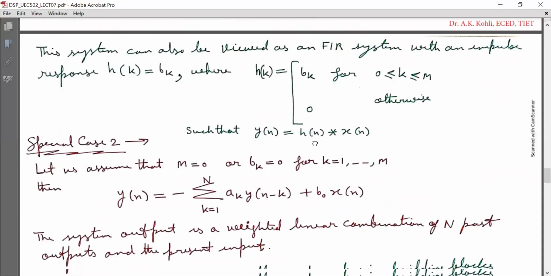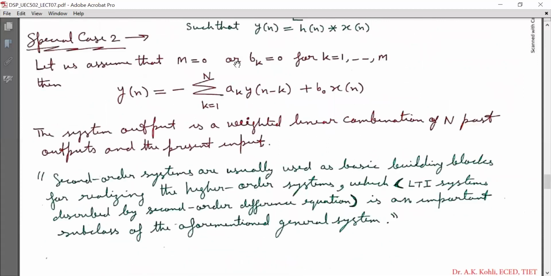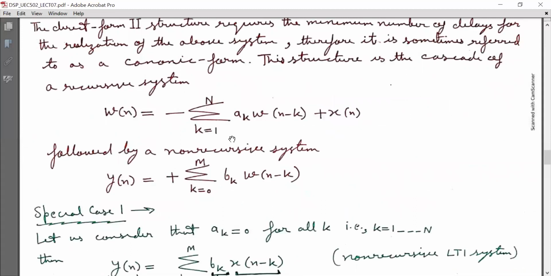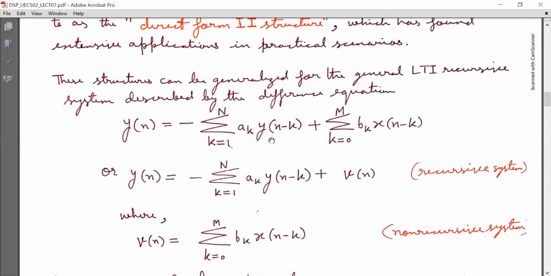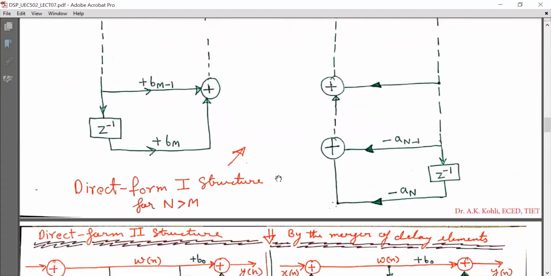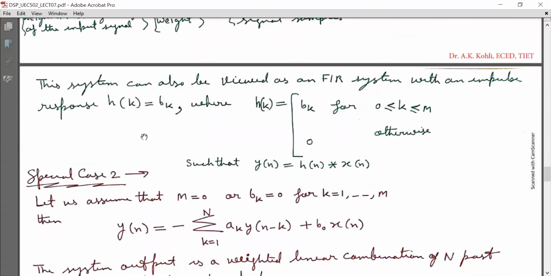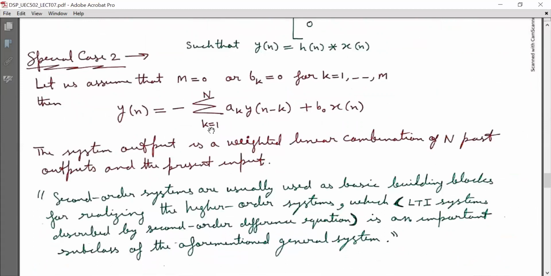Now case 2. Let us assume that M is equal to 0 or bk is equal to 0 for k equal to 1 to capital M. Now this general linear constant coefficient difference equation becomes, for case 2, yn is equal to minus summation k running from 1 to capital N, ak yn minus k plus b naught xn. The system output is a weighted linear combination of N past outputs, this yn minus k past output, and the present input xn.